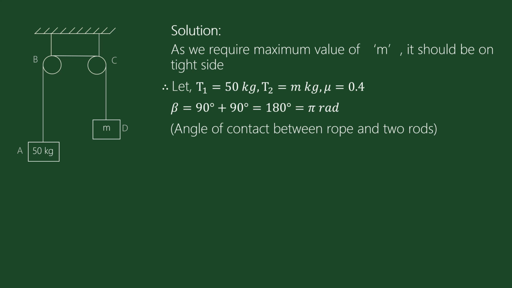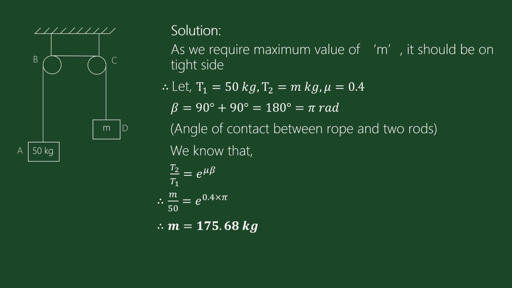Now, just by using the formula T2 upon T1 is equal to e raised to mu beta, we can find the value of that M. Just replace T2 by M, T1 by 50 and e raised to mu beta. We can calculate mu beta separately if you want, like our earlier example, or you can do the direct calculation, whatever is suitable to you. After calculation we find that M must be greater than 50. The value of M is 175.68 kg.